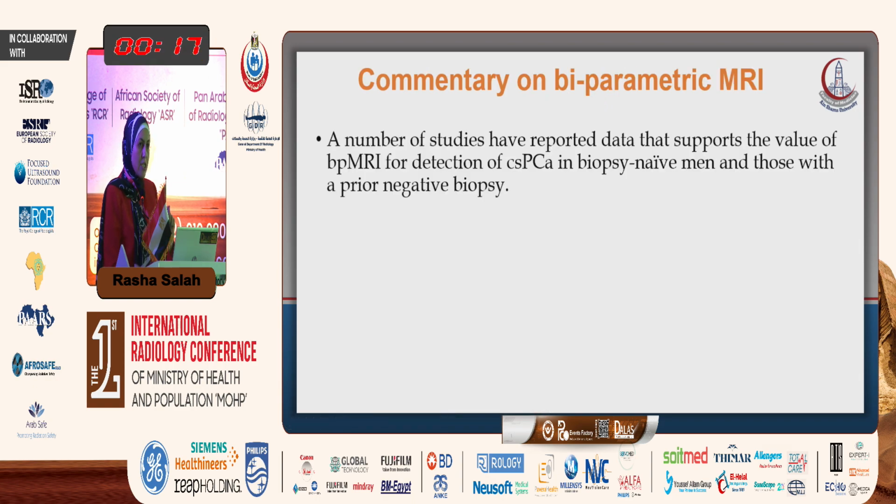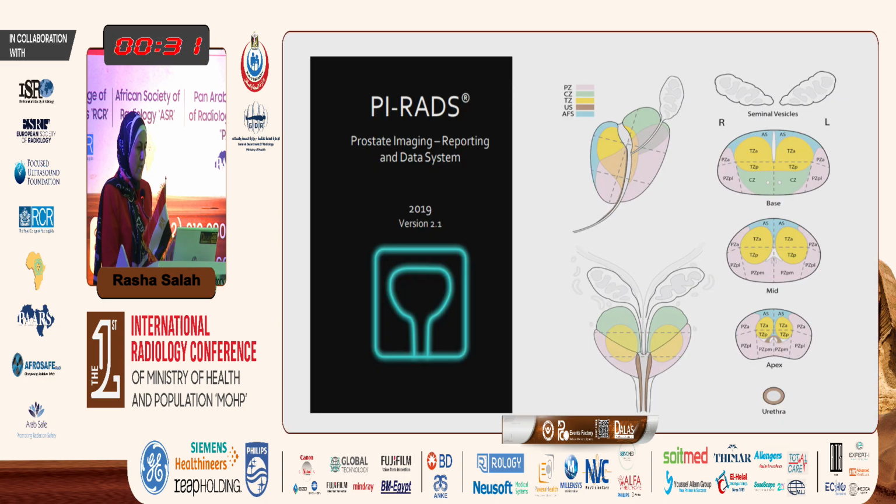Let's move to just a note about the biparametric MRI. It is now sometimes used if the patient has a contraindication to IV contrast injection. It is the same as multiparametric, but we just omit the DCE component. And finally, we implement all the acquisition data with PI-RADS scoring version 2.1, and we get our final report for evaluation of the prostate. Thank you.